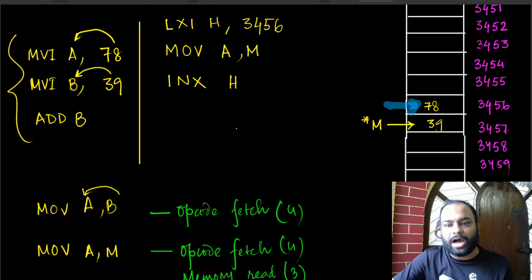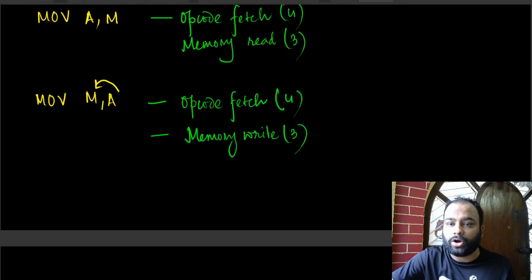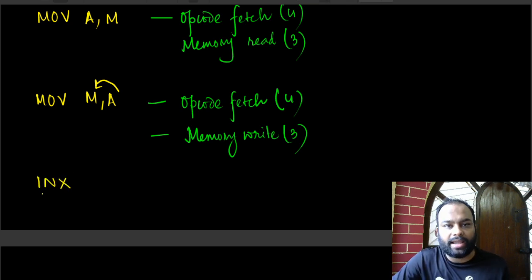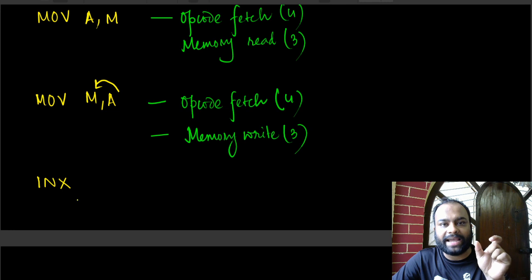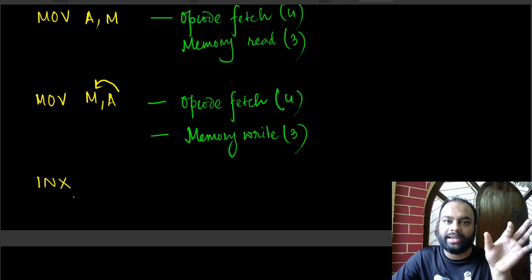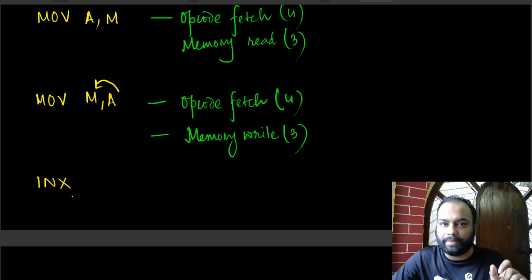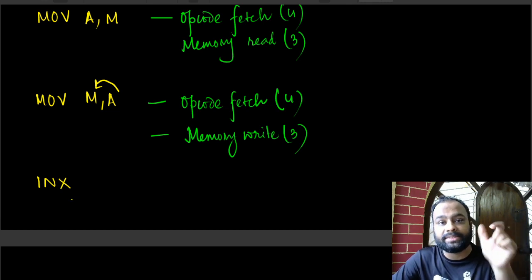Now, one more thing, talking about the INX instruction. INX could be anything: INX B, INX D. If I say INX B, it increments the BC register pair's value. If I say INX D, it increments the DE register pair's value. INX H increments the HL register pair's value. INX SP increments the stack pointer.